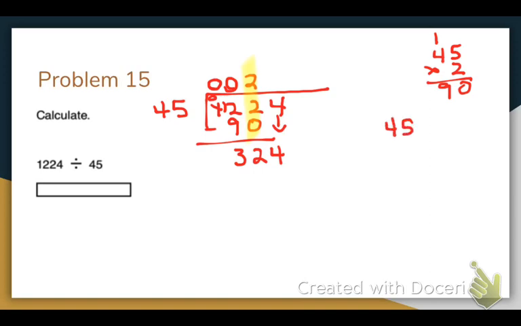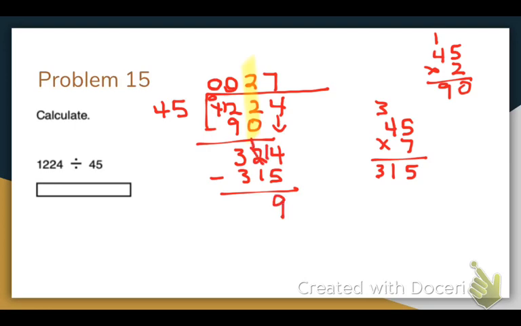45 times 7, that's 35. That's 28, 30, 31. That will work. So 7 here. I subtract. Okay, and I have to borrow. 14 minus 5 is 9. And that's 0, and that's a 0.